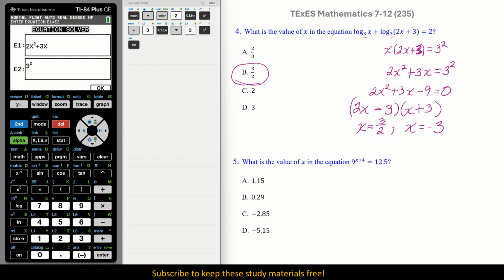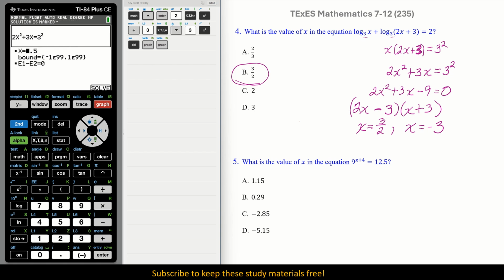Okay, and get rid of that 4 that was in there. All right, now we've learned our lesson about pushing enter. We need to use the graph, and remember, we have to push it twice. Okay, and 1.5 is 3 over 2. So we do have a valid answer.